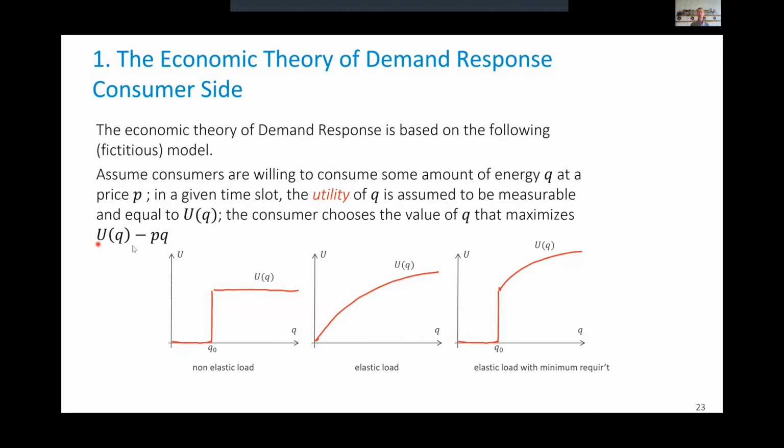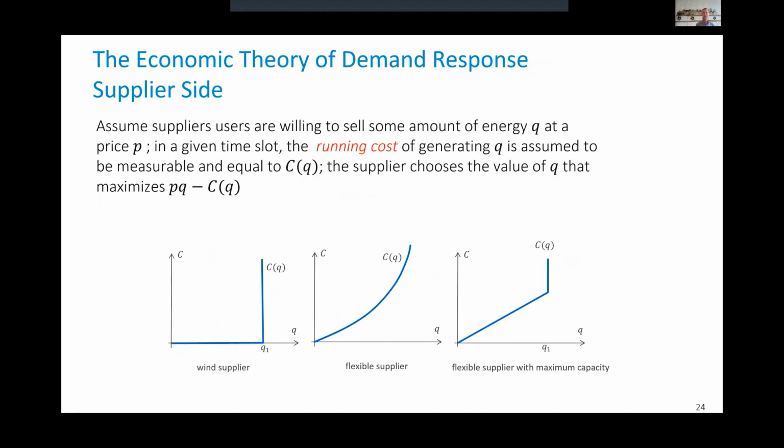But this economic theory does not consider such anticipations here. So it assumes I will choose the value of Q that maximizes my utility minus cost, which is perhaps a view of mind on the consumer side, but is the view of mind that is used by people who design regulations for demand response.